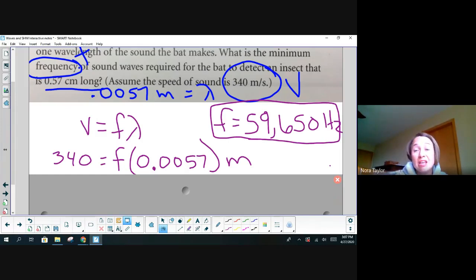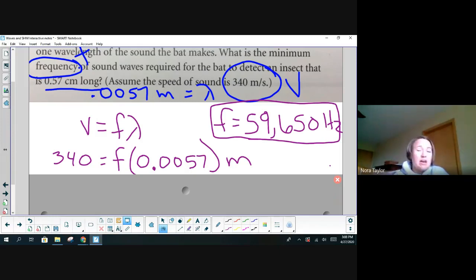And actually, it is. The range of human hearing is between 20 and 20,000 hertz. And so when bats use that echolocation, they're using something called ultrasonic, so like above the frequency that humans can hear. So they would use frequencies up to 60 or 70,000 hertz in order to be able to locate where their insects are that they want to eat.